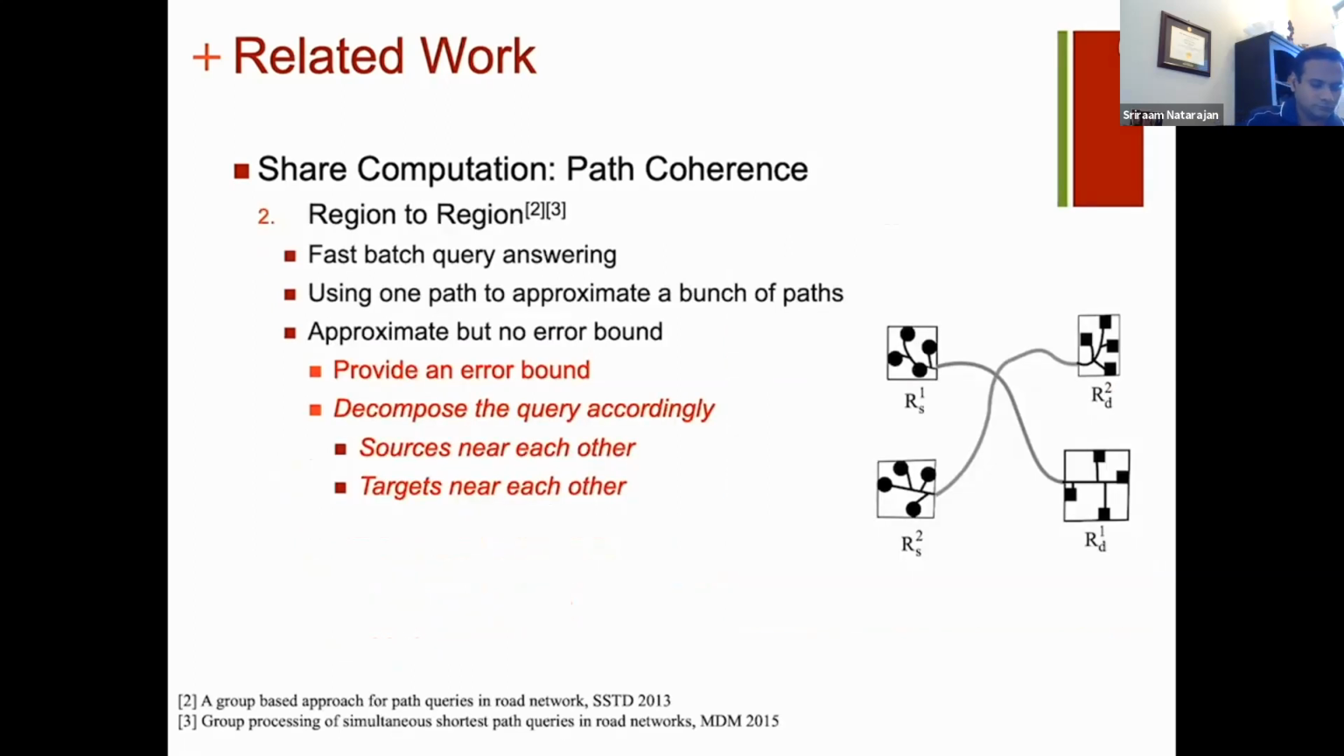Another idea here is region-to-region shared computation. For a bunch of queries whose starting nodes are near each other and whose destinations are also near each other, we can just compute one shortest path between these two regions, and then connect the sources to one end of this long path and connect the destinations to the other end. Well, the problem is that these works do not have any bound here. So what we try to do is provide an error bound for this kind of method.